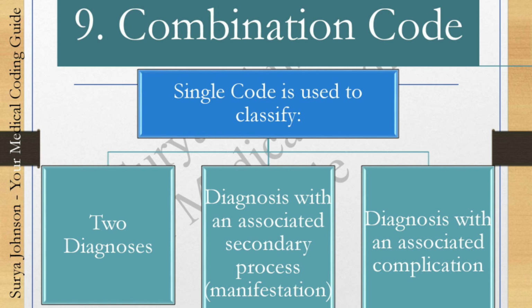Combination codes means there are 2 diagnoses, but it has a single code together. Combination codes means a single code used to classify two diagnoses, a diagnosis with an associated secondary process, that is the manifestation, or a diagnosis with an associated complication. So if there is a code that describes two different conditions together, then we should code that single code. You should not divide and code two things separately when there is a combination code already available.